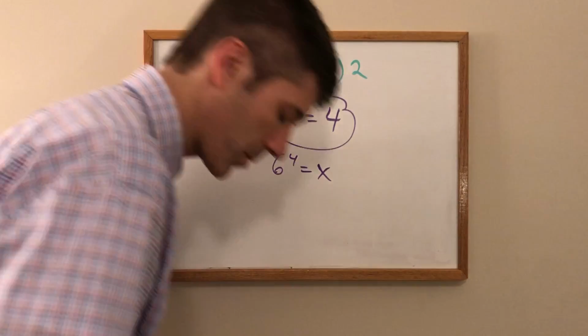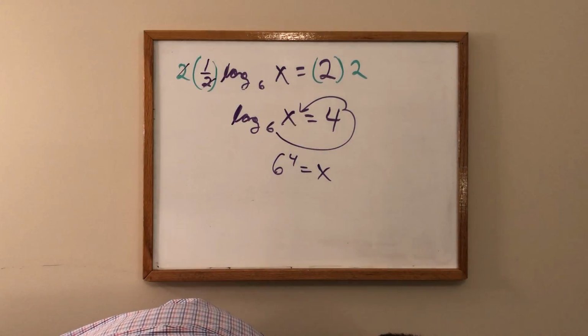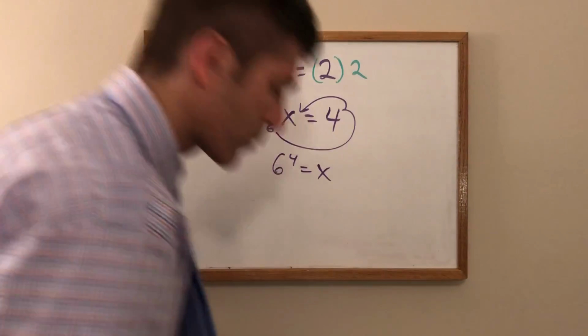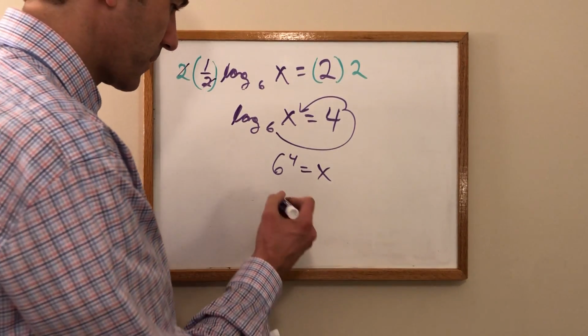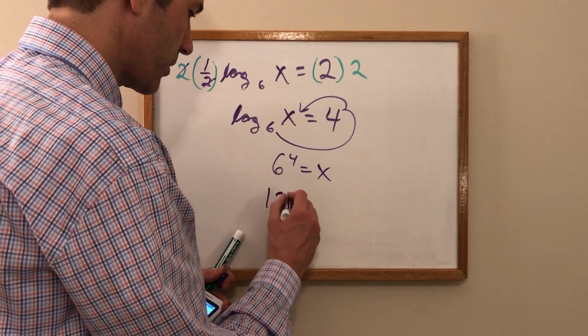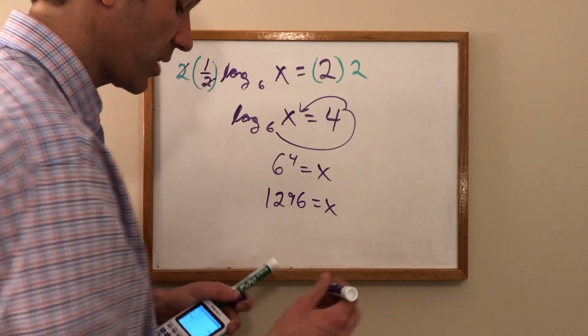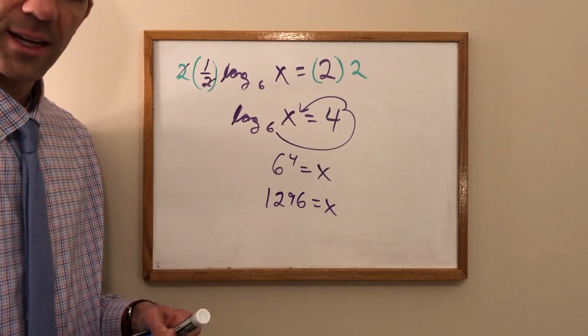And I don't know that off the top of my head. 6 to the 4th, I almost typed 6 to the 44. That's not good. 1,296. So 1,296 is equal to x. And we found it. Okay?